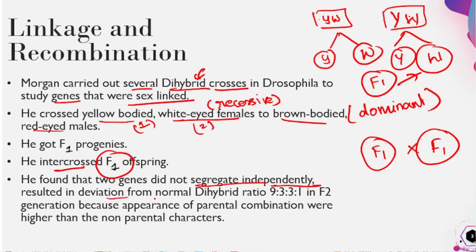But here they are not independent, they are dependent upon each other. This resulted in deviation from the normal hybrid ratio in the F2 generation, because the appearance of the parental combinations was higher than the non-parental characters. What they are saying is that you have the ratio 9:3:3:1. This ratio is obtained in the normal dihybrid cross, but it will not be obtained here because the genes are not segregated independently. Okay, don't confuse yourself. While reading the diagram, you will be able to understand this easily.